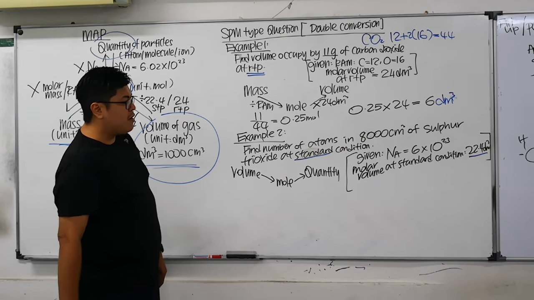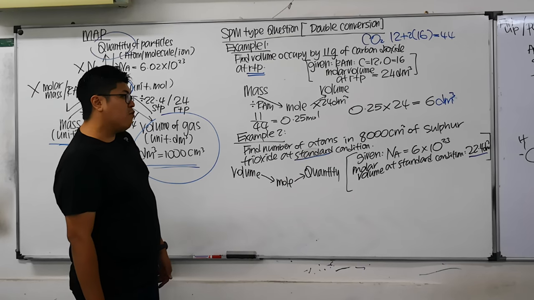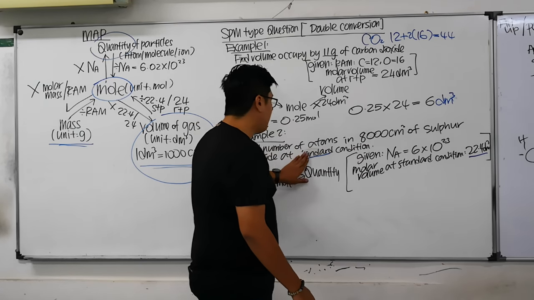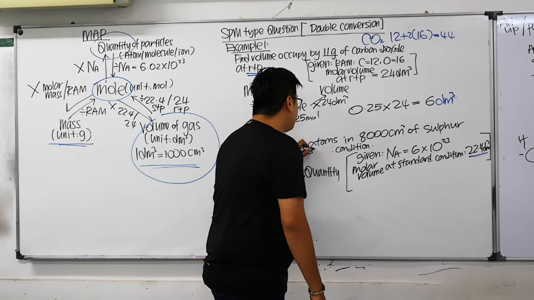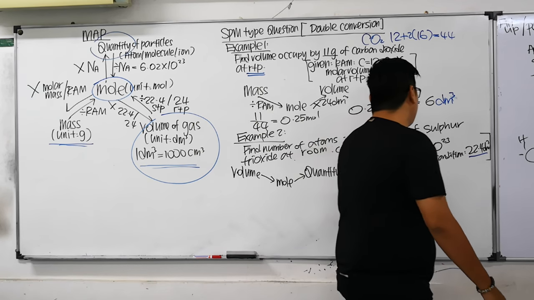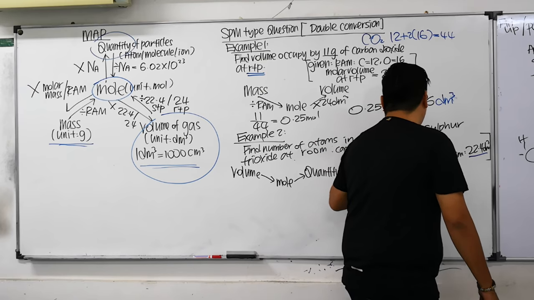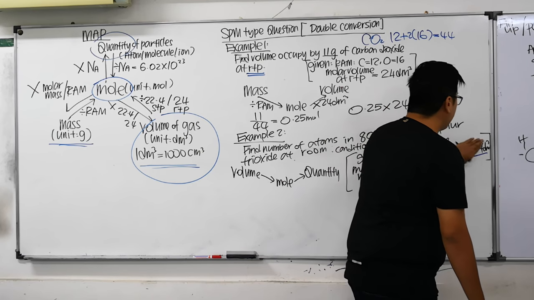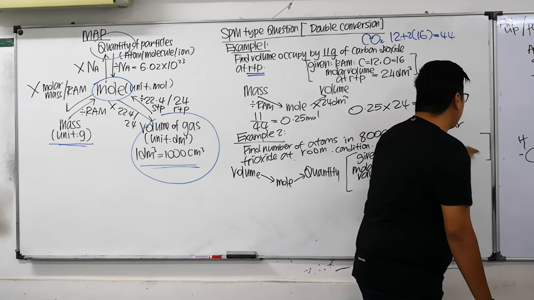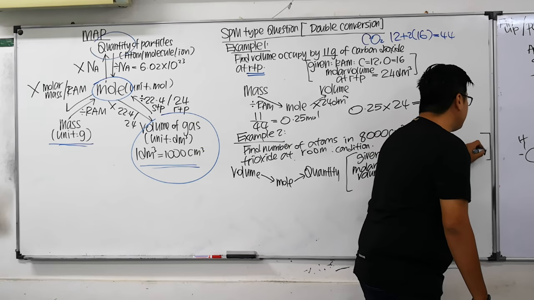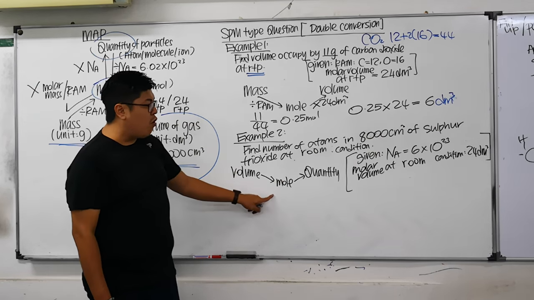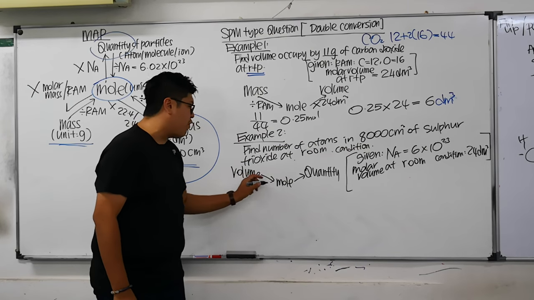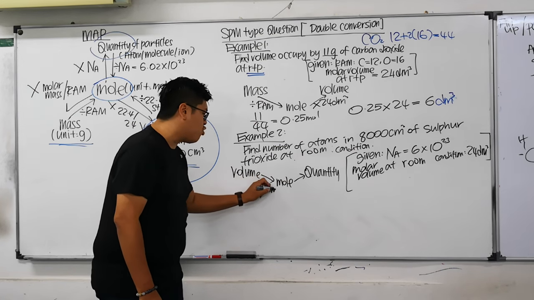But 8,000 is not a nice number, so let's change a bit to make it easier. I don't want some awkward number. Sorry, let's go for room condition, so I go for 24, because 24 is easier for you to calculate. I want to make it as easy as possible. So volume to mole at room condition is 24 decimeter cubic.